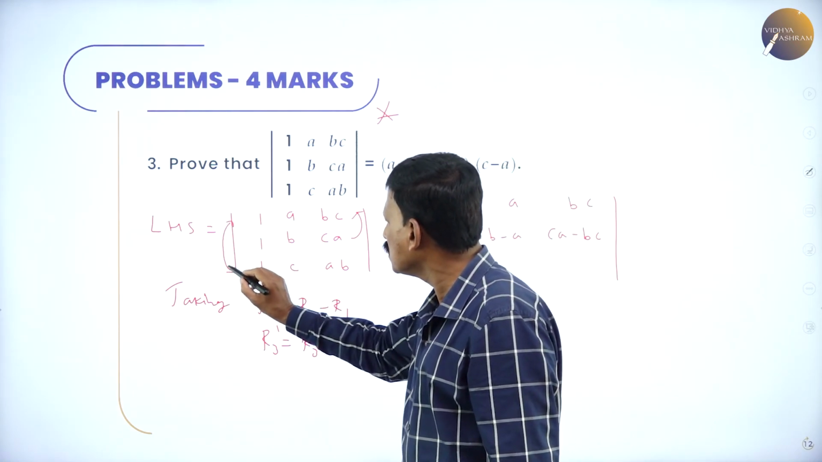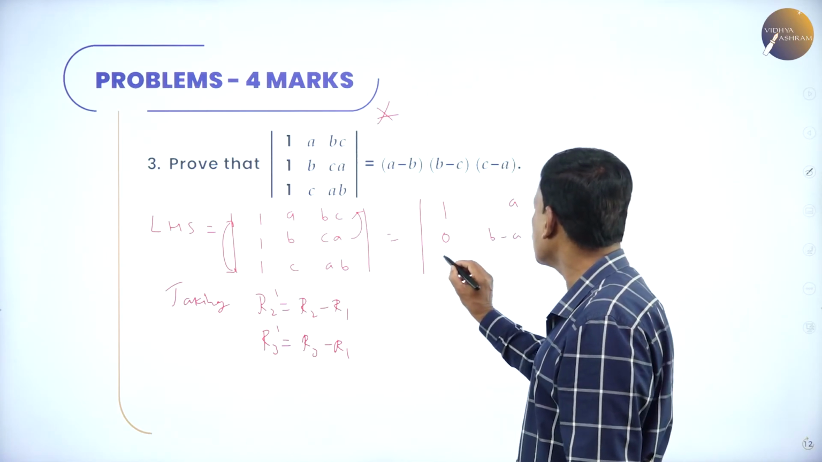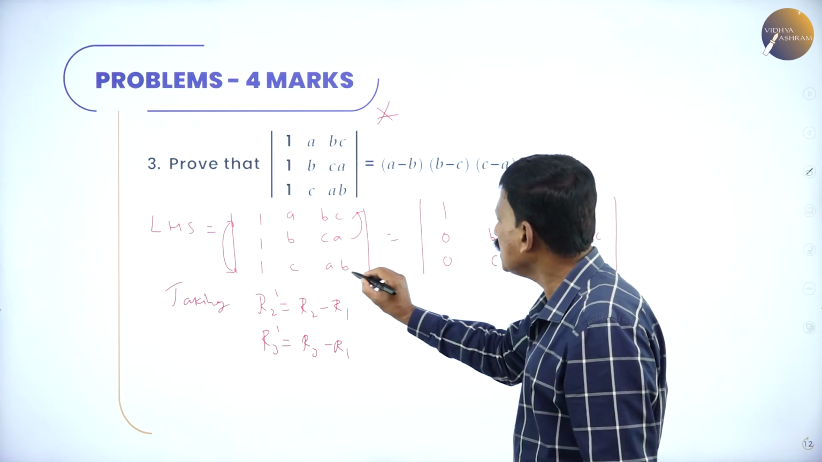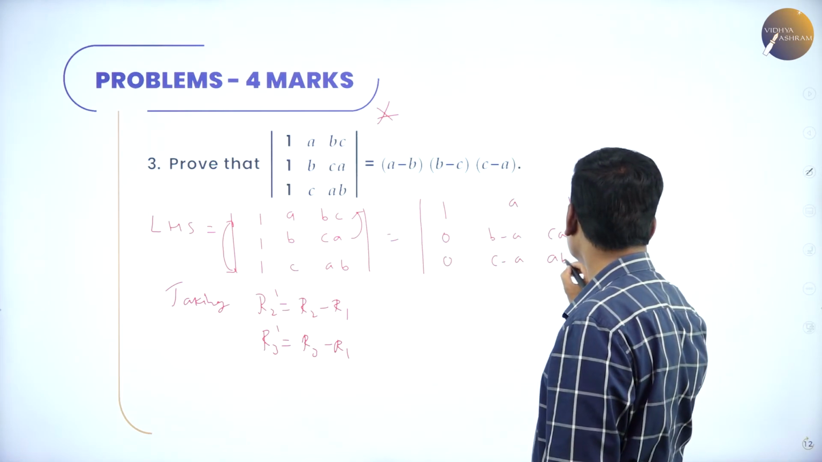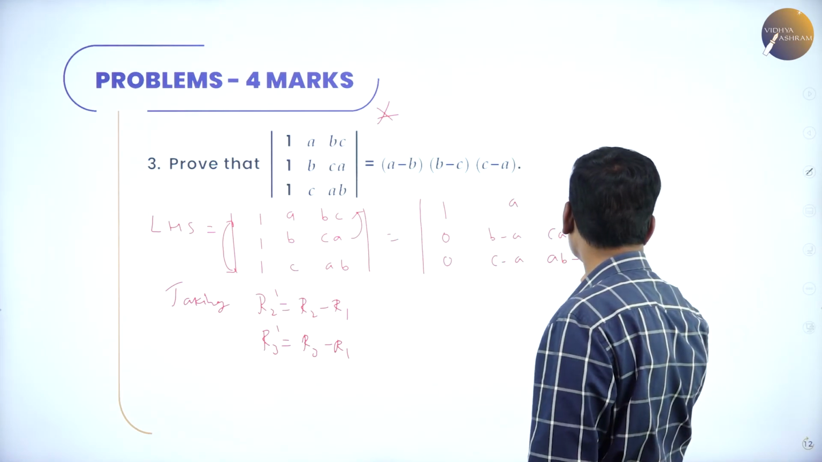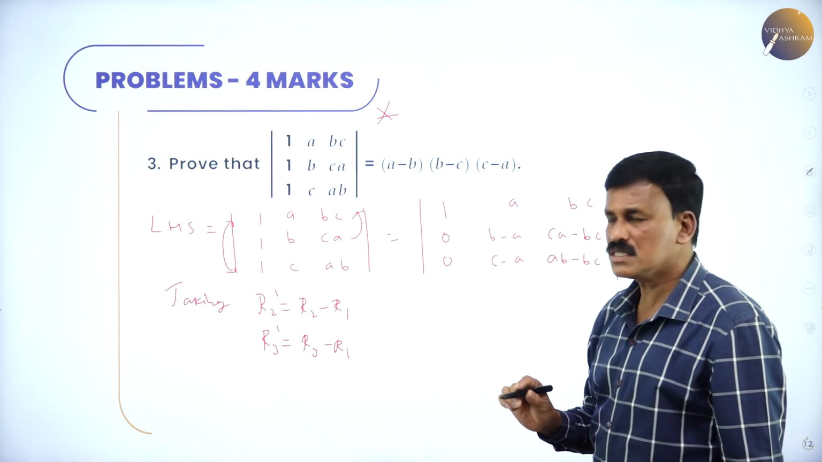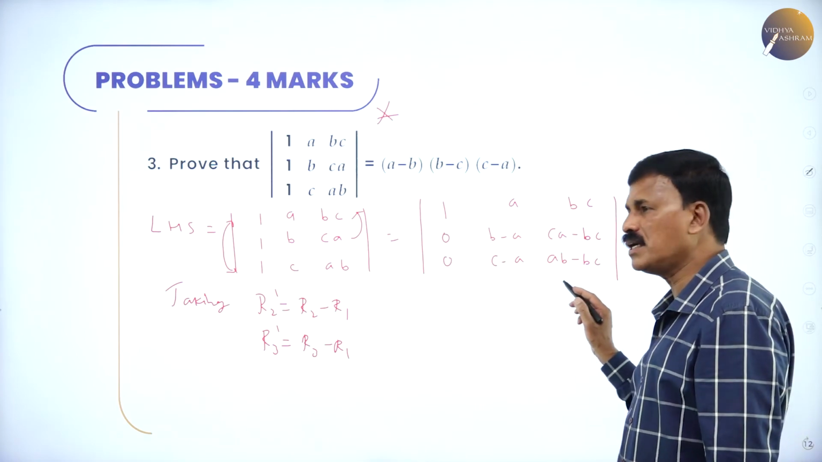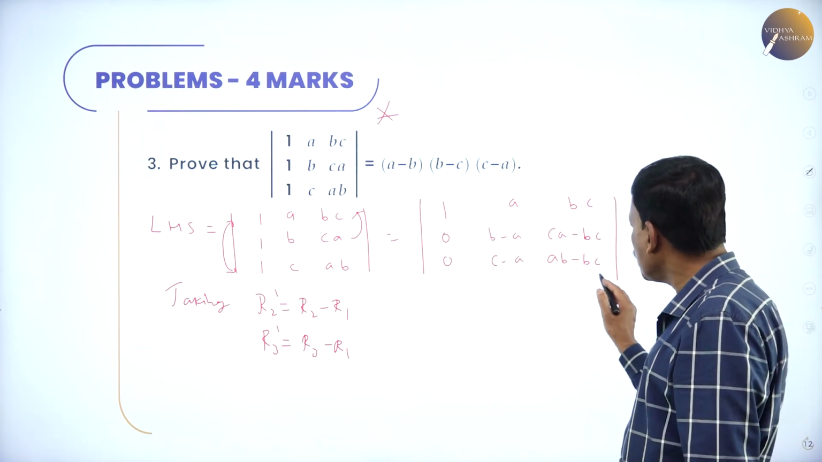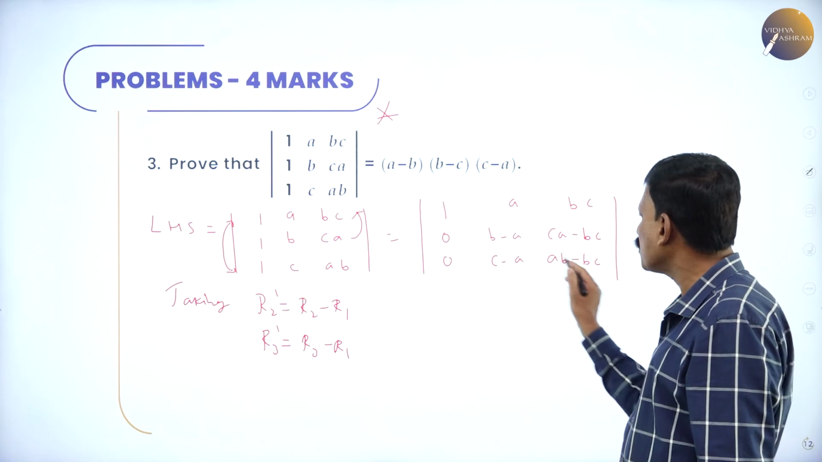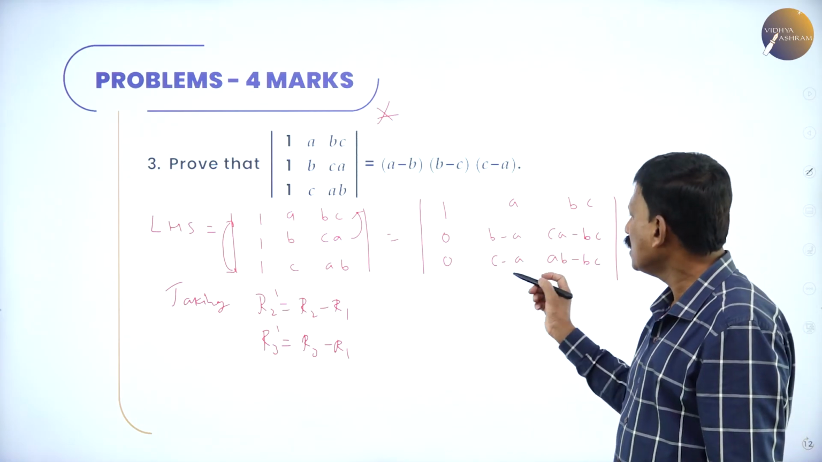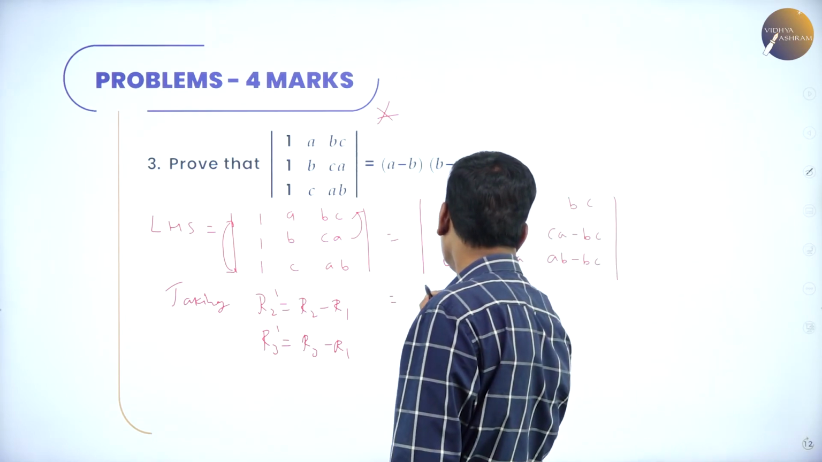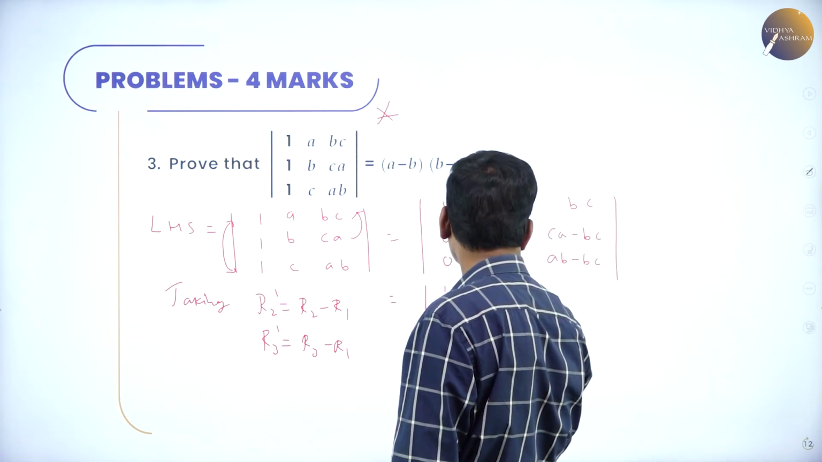Next, R3 dash is equal to R3 minus R1. Subtract these two. That is 1 minus 1 is 0, c minus a, then ab minus bc. Now see this, if this reduces to 0, all the elements below the principal diagonal are 0, therefore the determinant is equal to the product of the principal diagonal elements. But let us convert this c minus a to 0 first. Now this is equal to 1, 0, 0.